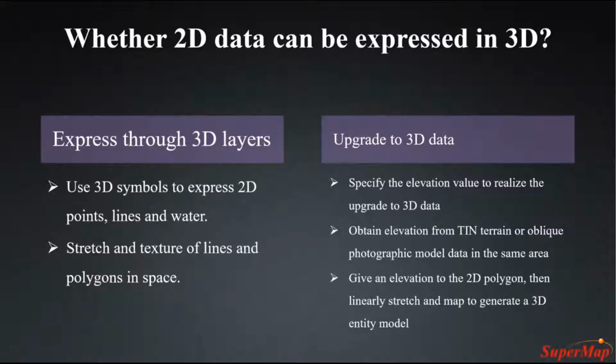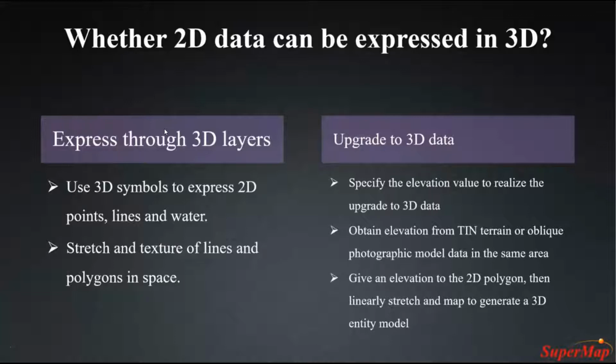So, how do we use the existing 2D vector data to construct a 3D scene? There are two ideas. The first is to not change the data itself, and directly add the 2D data to the 3D scene and render it through the 3D layer to make it show as a 3D effect.